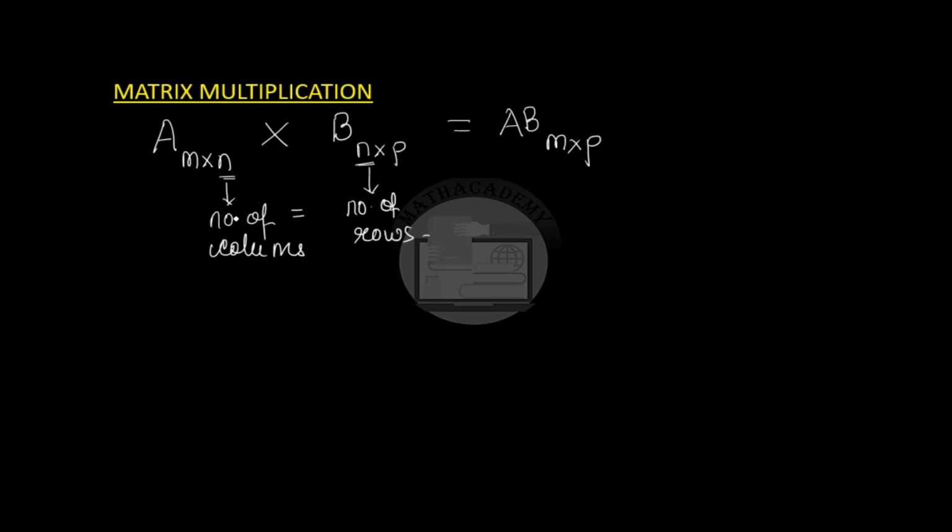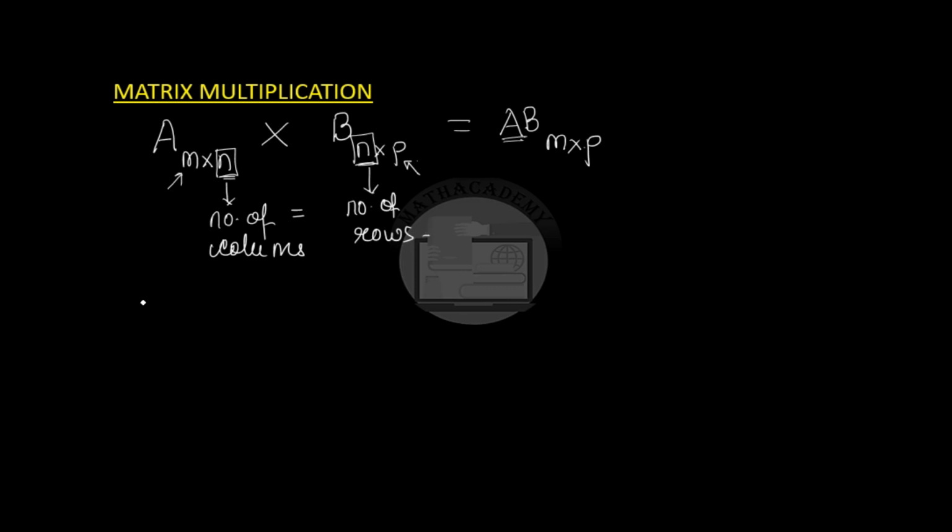Okay, so we see that matrix multiplication is possible only when these inner orders are equal. So they have to be equal. The resultant product matrix will have an order which is made up of the number of rows of A and the number of columns of B, m cross p. Okay, so this is one condition which should be satisfied for two matrices to get multiplied.